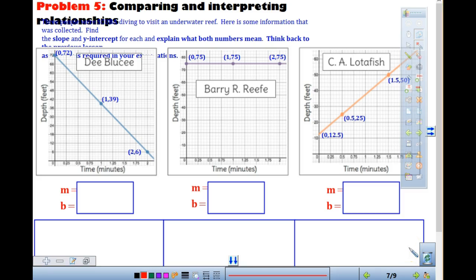And so when you look at these, Jeffrey, you want to read the comparing and interpreting relationships, what it says? Three people were scuba diving to visit an underwater reef. Here is some information that was collected. Find the slope and y-intercept for each and explain what both numbers mean. So we're finding the slope and y-intercept.